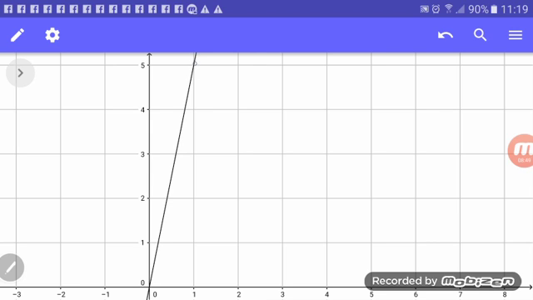And so the number on top is going to be 5. And we only go across 1 to get here. So it's 5 over 1. 5 divided by 1 is 5, so our gradient is 5. So our equation is going to be y equals 5x. Because our y-intercept is 0. You can say y equals 5x plus 0, but you don't really need that 0 there.